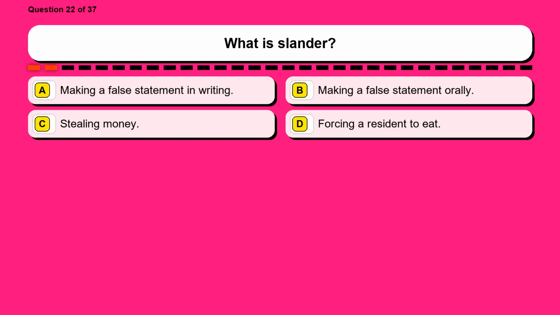Question 22. What is slander? Option A. Making a false statement in writing. Option B. Making a false statement orally. Option C. Stealing money. Option D. Forcing a resident to eat.